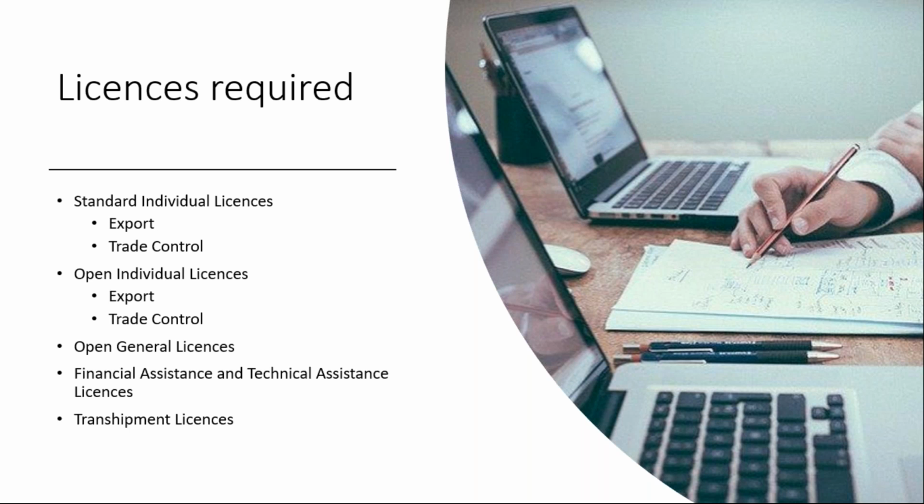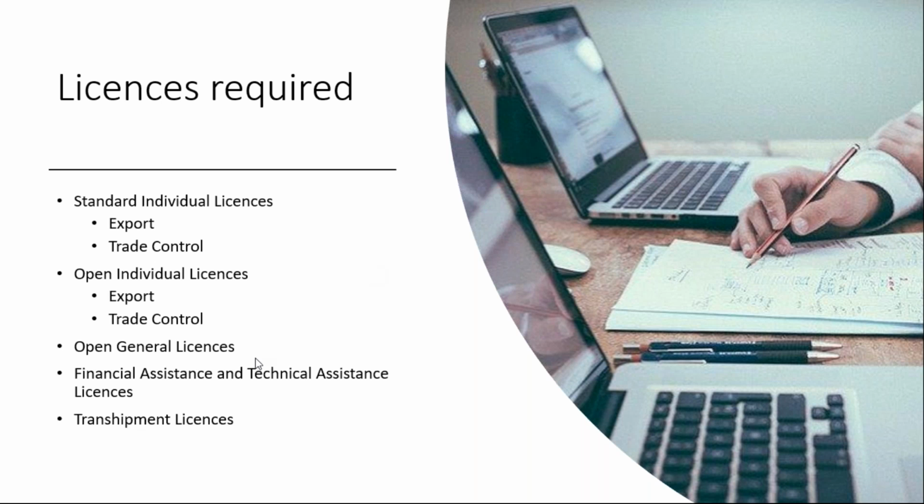If you are exporting or trading or brokering, there are two types of individual licences, standard and open. The standard individual licences are used for a shipment or contract where there is a specified end user. These licences are valid for a period of up to 2 years, require an end user undertaking on the use of the items from the ultimate end user or consignee, and they can be used for up to 100 goods lines.